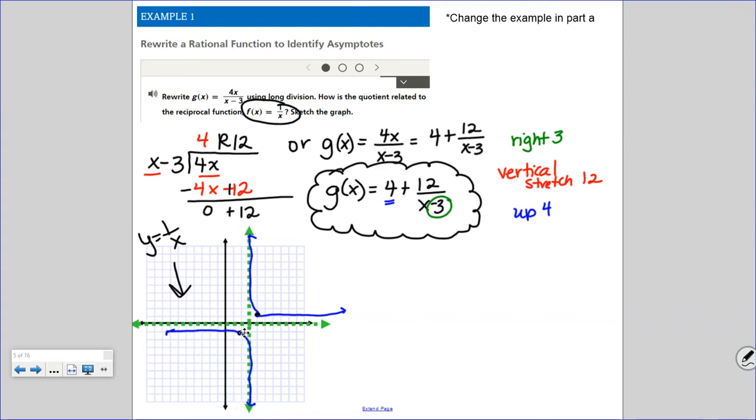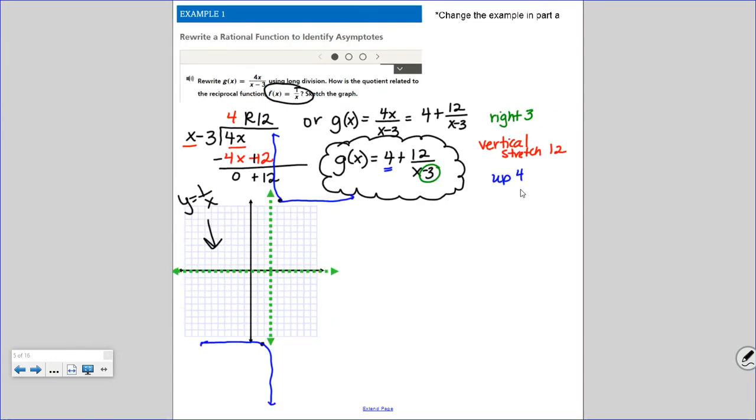Okay. Then the vertical stretch of 12 means all the y values get multiplied by 12. Right now this y value is 1, so it's going to be 12. This will shift way down to -12. And then up 4. So everything's going to be shifted up 4.